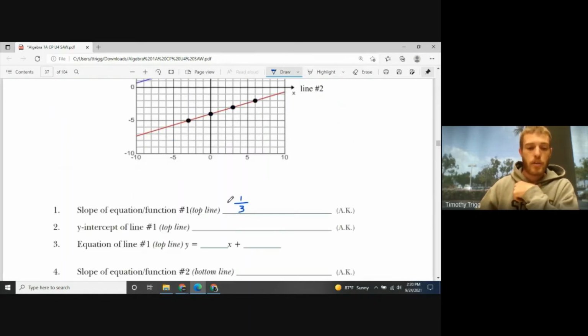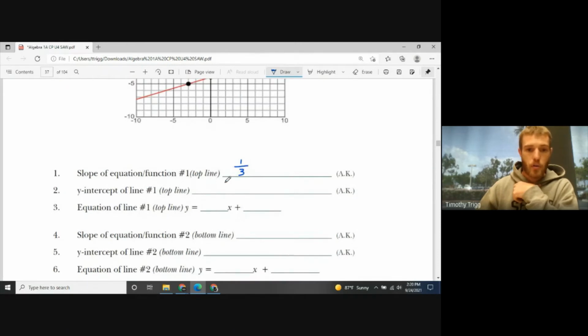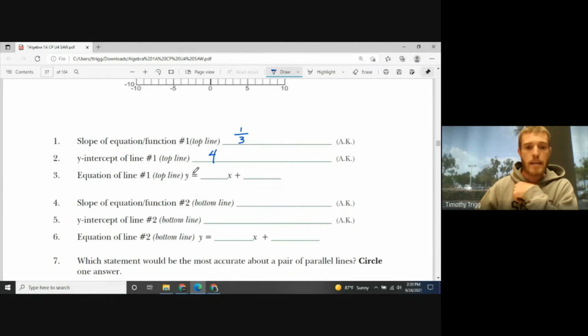Now we can write our equation, right? If we know our slope and we know our y-intercept, then we can write our equation. y equals mx, so the slope times x, plus b, so plus the y-intercept.